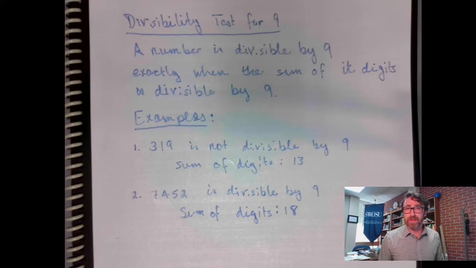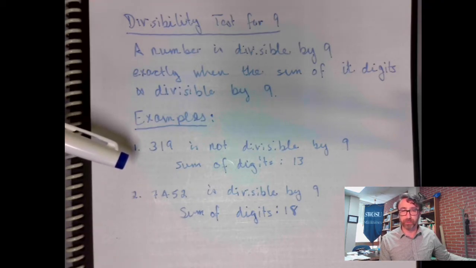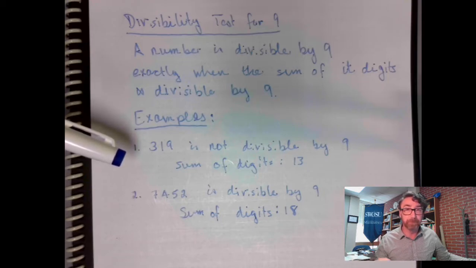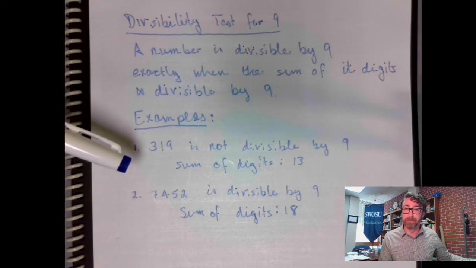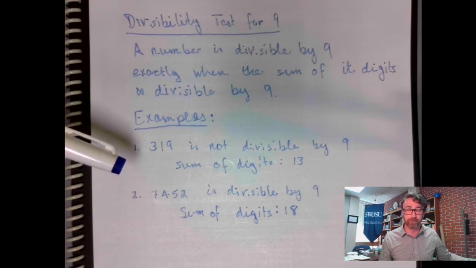So a number is divisible by 9 exactly when the sum of its digits is divisible by 9. If we look at a couple quick examples, we could apply the test to, say, 319. The sum of the digits there is 13. 9 does not go into 13 evenly, so we can rest assured that 9 will not divide into 319 evenly.